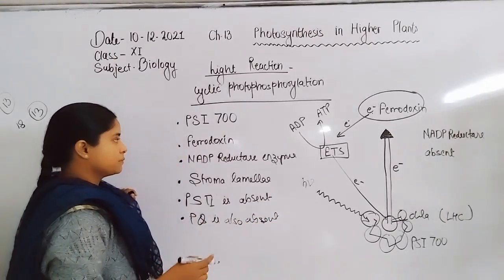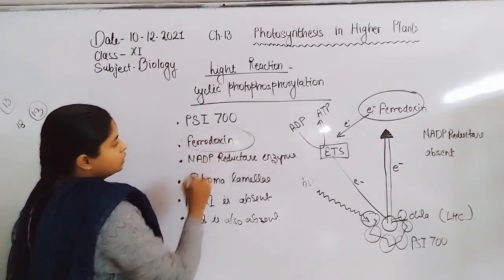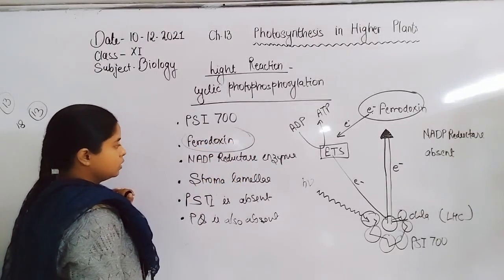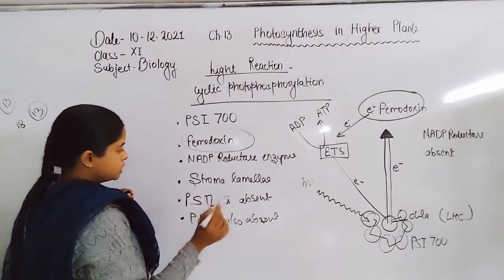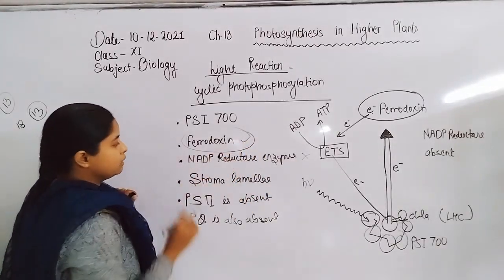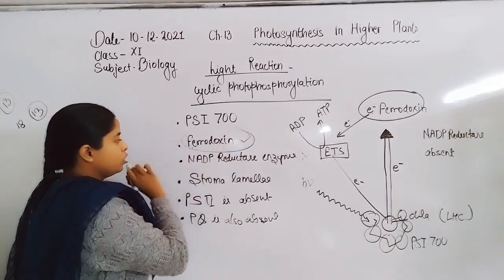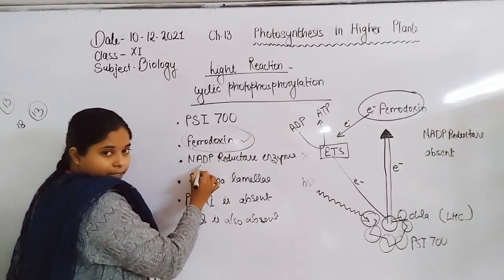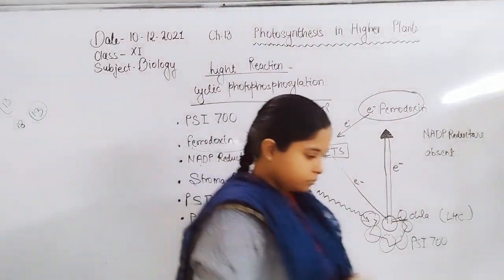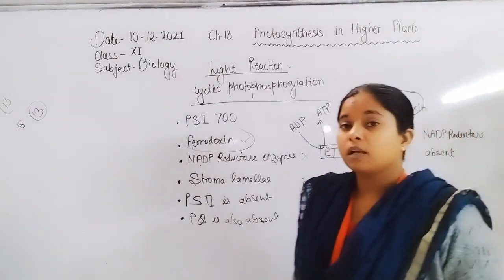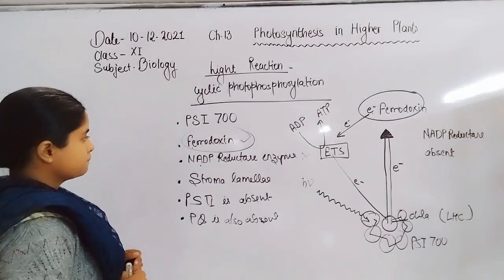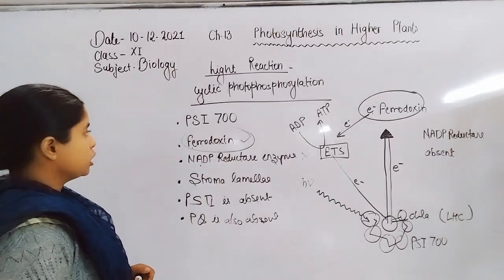Plastoquinone is also absent, and here the ferredoxin electron acceptor is present, but NADP reductase is absent. Here is ferredoxin, and due to this reason the electron is not passed to the NADP reductase, but it has been passed back to the electron transport system.